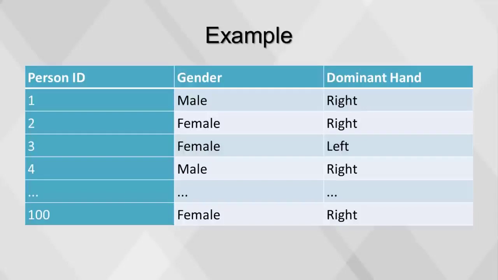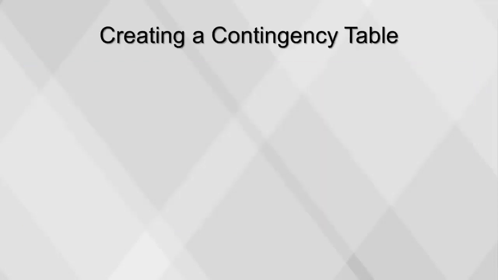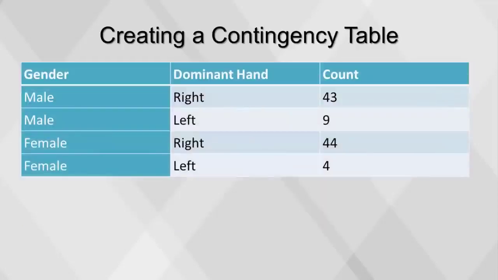However, because each row represents one person, we can count the number of rows along each dimension, gender and dominant hand, to analyze how the dimensions are distributed. To create a contingency table, the first step is to aggregate the original dataset along two dimensions, gender and handedness, and count the number of rows for each combination of values. Since there are two possible values for gender, male and female, and two possible values for dominant hand, left and right, there are four total possible combinations: male and right, male and left, female and right, and female and left. For each of these combinations, we count the number of rows that contain both values.